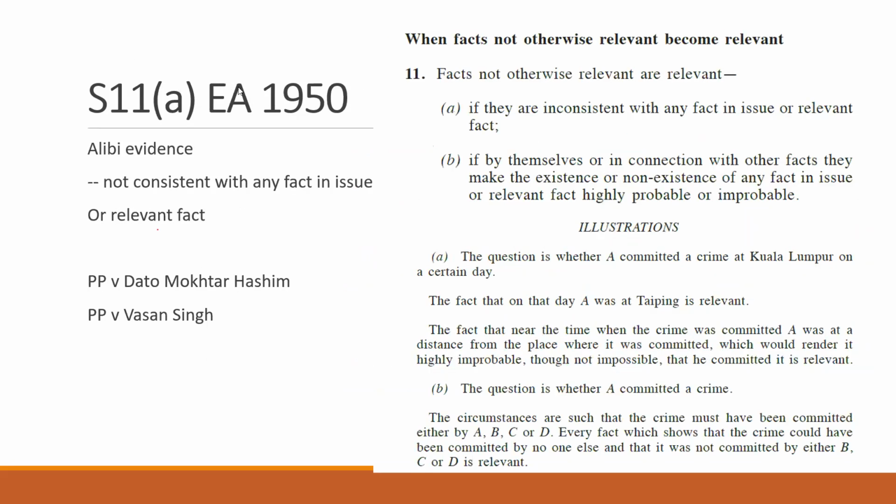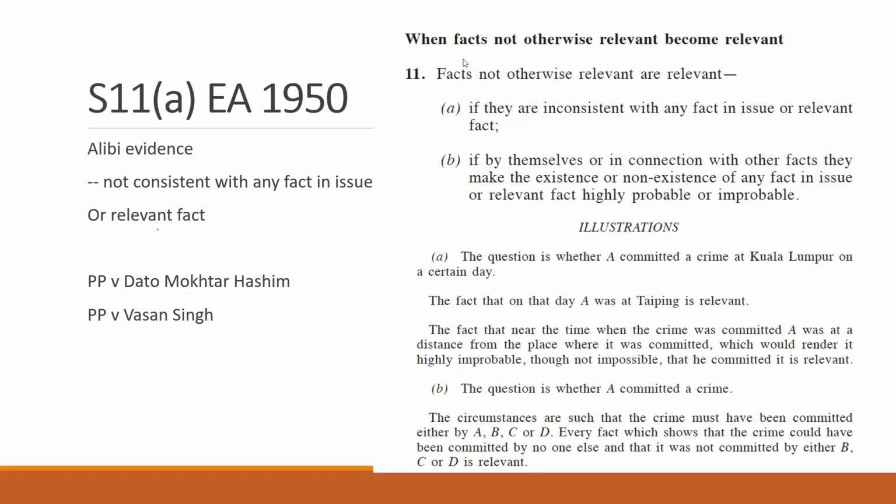Okay, and you have your Section 11, A and B. A is usually used in alibi evidence if they are inconsistent with any fact in issue or relevant fact, okay? But usual application in CLP examination would be alibi case, okay? You use Section 11A, okay? And also you can rely on your illustration A, okay? Because alibi itself is a very powerful defense.